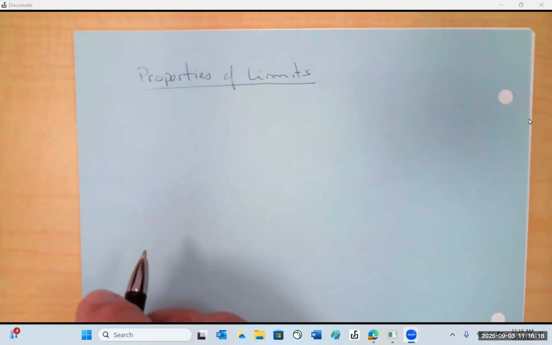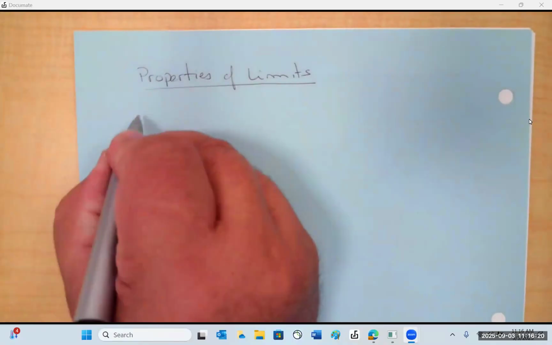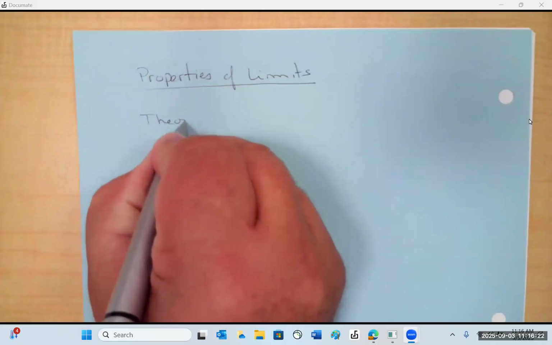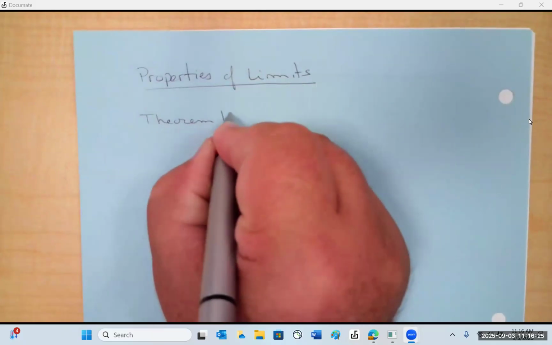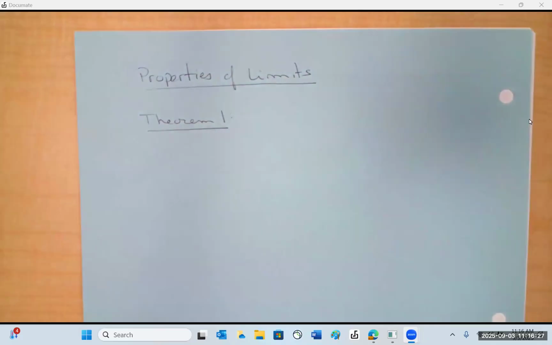We're going to talk about the properties of limits. Theorem 1. Okay, what is a theorem? Anybody ever heard that word before? Let's pretend this. Ever heard of Pythagorean? Pythagorean what? Pythagorean theorem. Yes, you guys have, ever since junior high, elementary school, you've done the Pythagorean theorem.